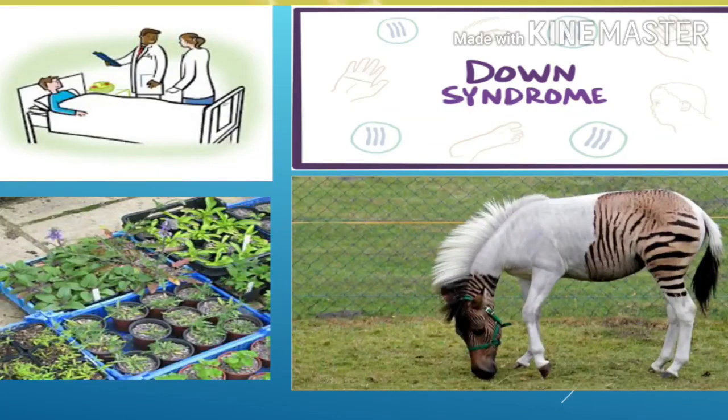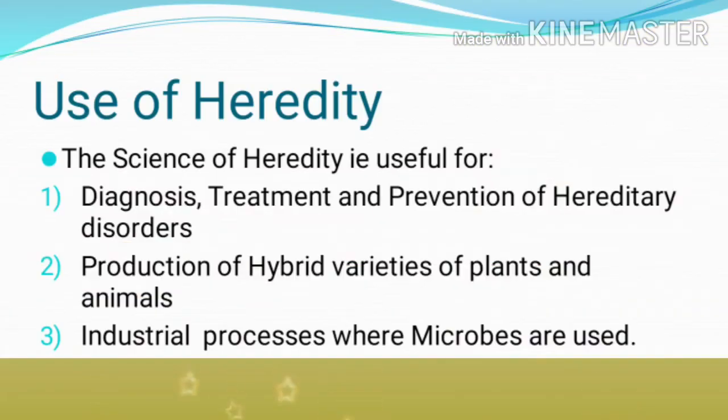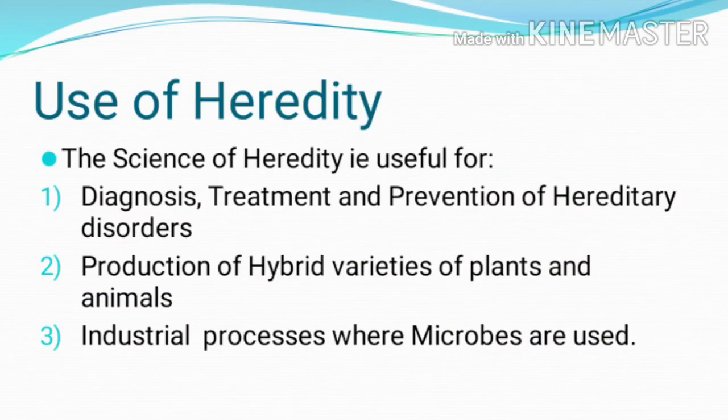The science of heredity is useful for diagnosis, treatment and prevention of hereditary disorders, production of hybrid varieties of animals and plants, and in industrial processes in which microbes are used.